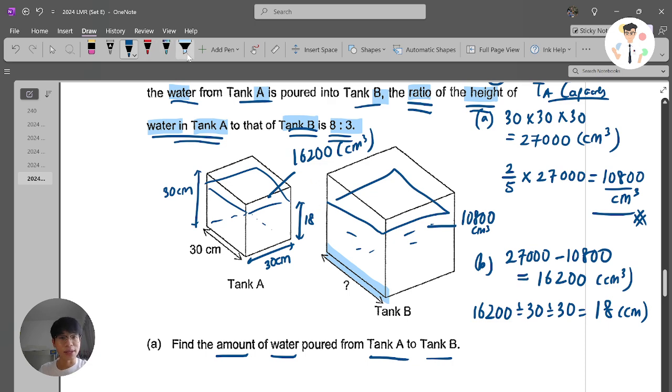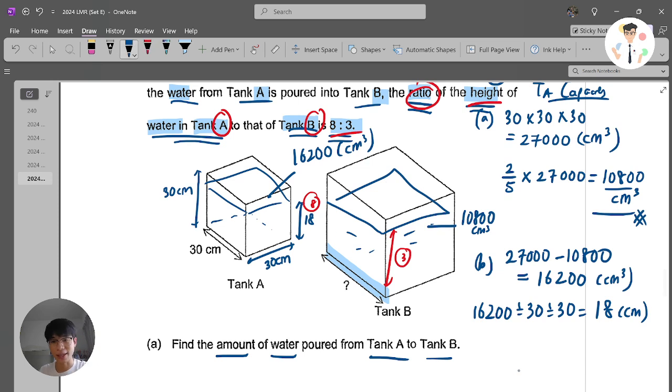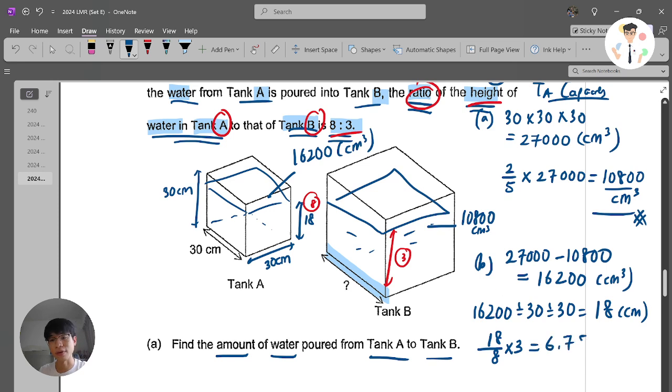Again, let me use red color. The ratio of height A to B is 8:3, which means this is in the ratio of 8, and the height of water here is in the ratio of 3. It means that it's not that much, it's only a bit. So I can use 18 divided by 8 times 3, then I will be able to find the height of the water. If you press the calculator, you should get 6.75 in cm. So here is 6.75 cm.